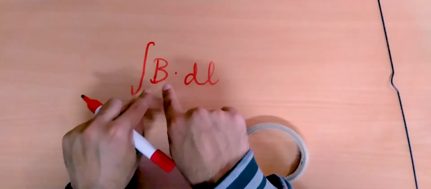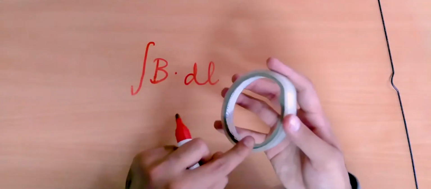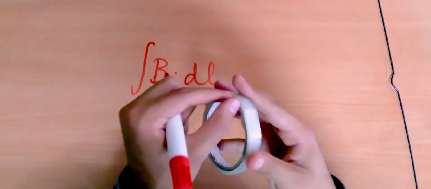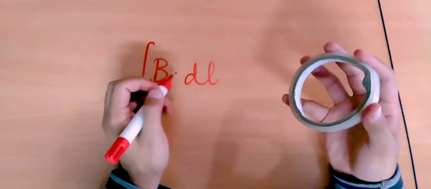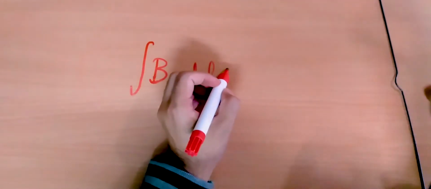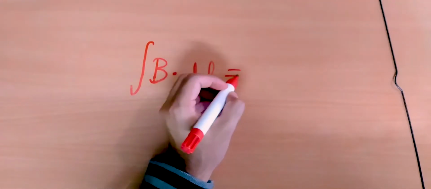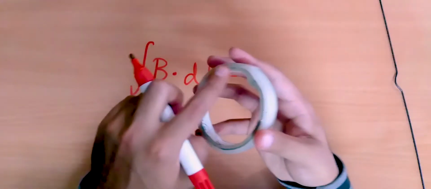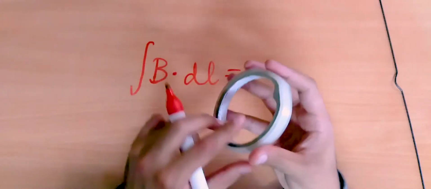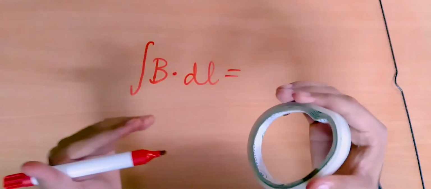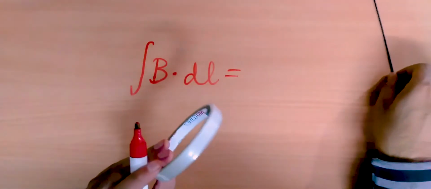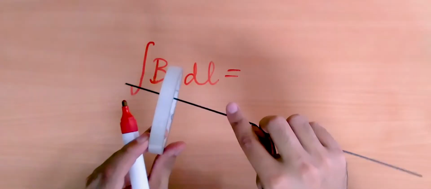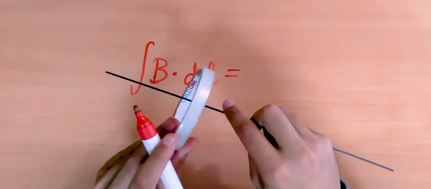So if I integrate the magnetic field around this whole loop, by taking small sections of the loop which are dl, this will be equal to... so what do you think the magnetic field along this whole loop will be proportional to? Well, obviously if I increase the current through this conductor, I should get more magnetic field, right?